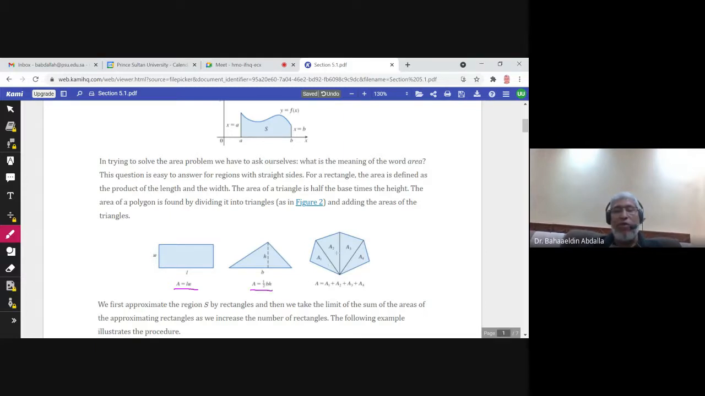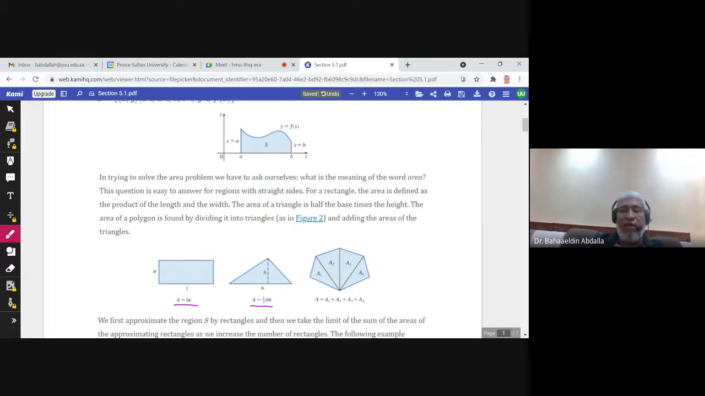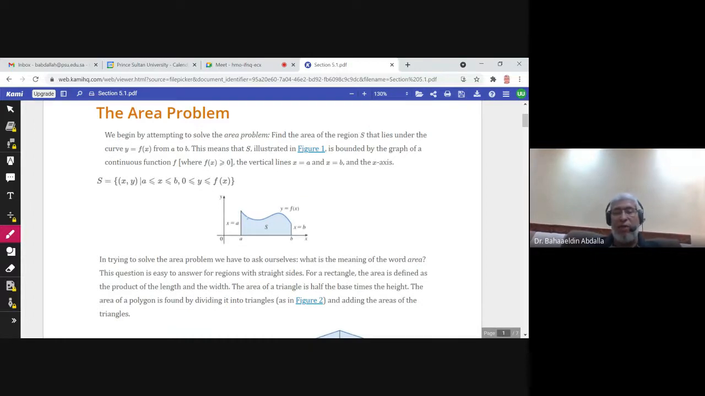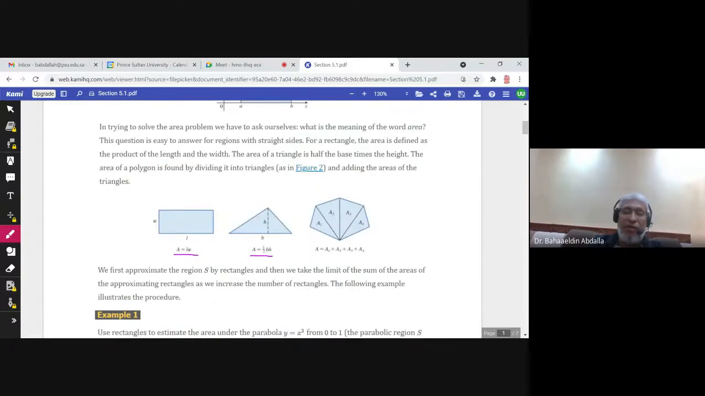Okay. For a polygon like this, we can divide this polygon into triangles, and we find the area of each triangle, and we add these areas to get the area of the polygon. So we can find the area if we have straight lines like this. But if we have a curve, if this is a graph of a function f of x from A to B, so now we have this region S, and the question would be, what is the area of this region? Okay, how can we find the area of this region?